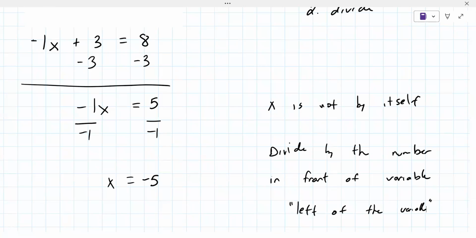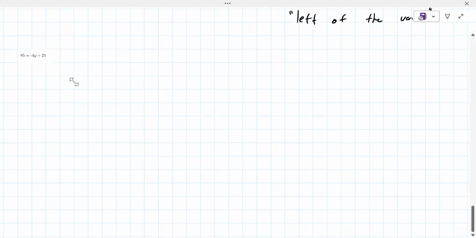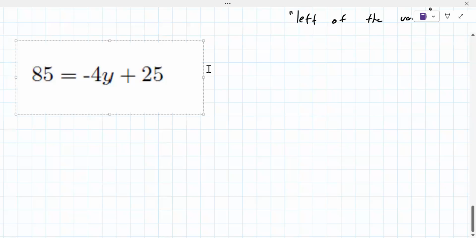Okay, let's do another one here. We're going to solve this by first subtracting. So you look at the side with the variable, minus 4y plus 25. What number are you going to subtract?